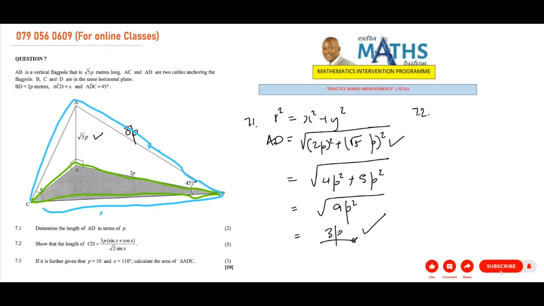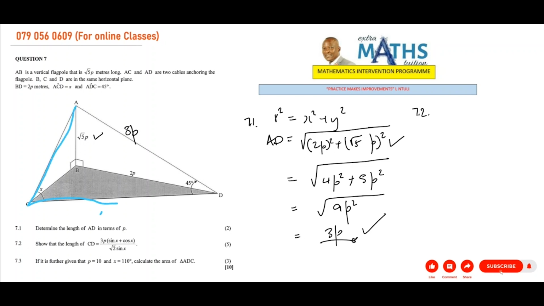It was not a coincidence that they said calculate the value of AD. It means they wanted to tell you that you will use this triangle. You will use this triangle. That's what they wanted to show you.